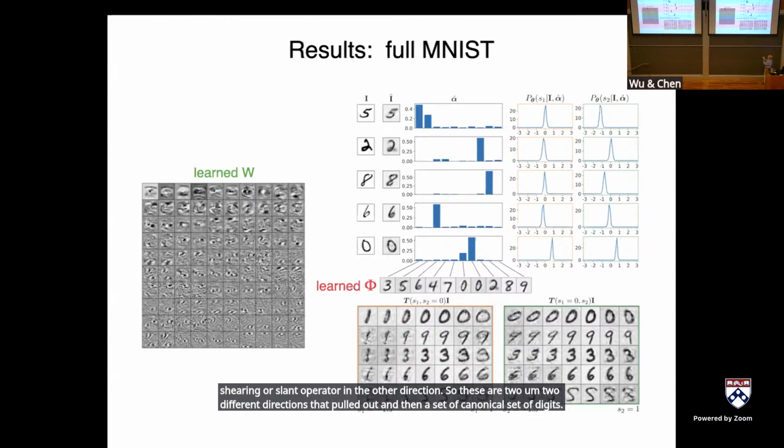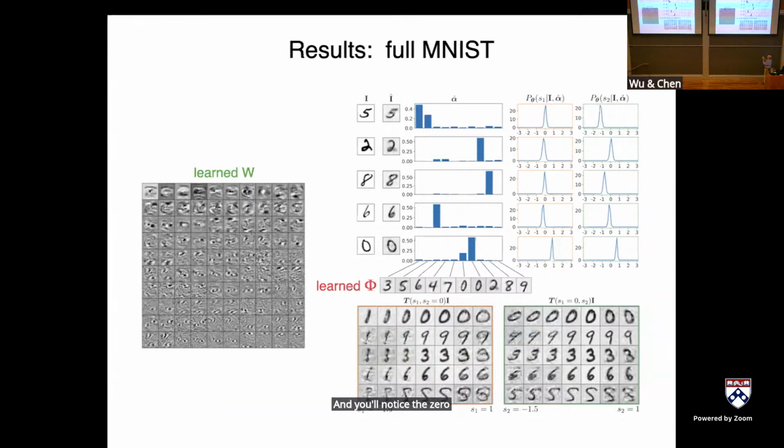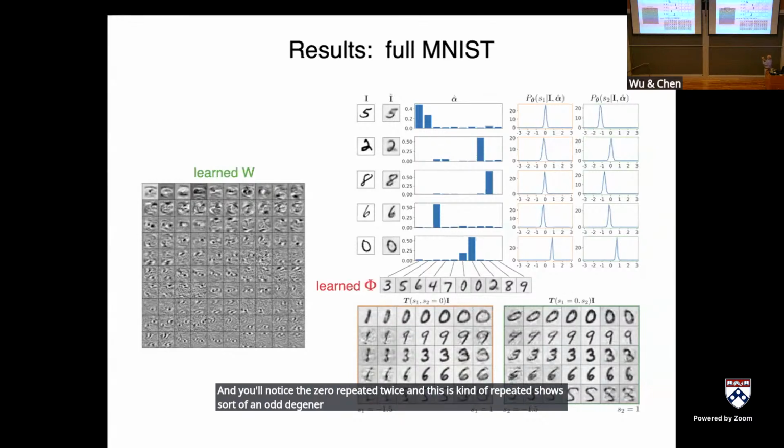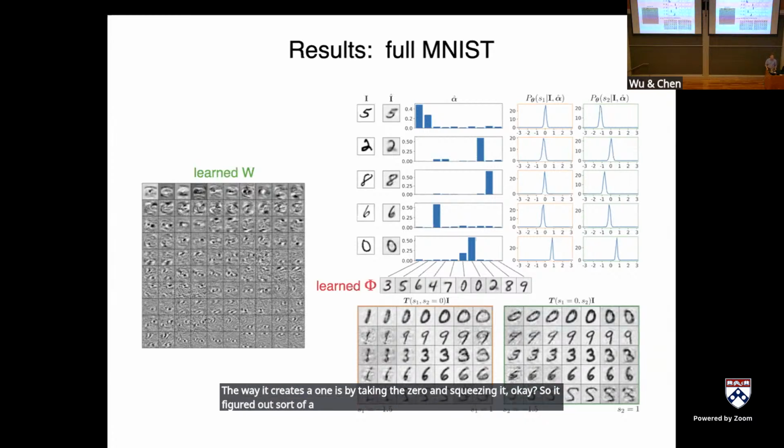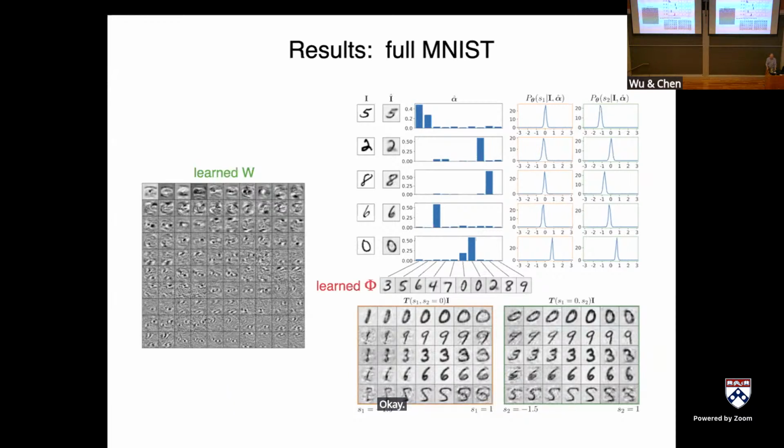And you'll notice the 0 is repeated twice, and this shows an odd degeneracy in the model, because you'll notice there's no 1 here. The way it creates a 1 is by taking the 0 and squeezing it, okay? So it figured out a strange solution, but otherwise it's doing something very reasonable. Okay, so this is kind of encouraging.